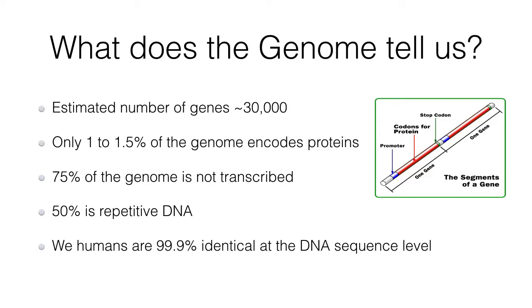what does the genome tell us? So we have estimated number of genes, about 30,000, and we know from all the numbers of this gene, only 1 to 1.5% of the genome would encode for proteins. The other 75% of the genome is not being transcribed, and 50% is repetitive DNA. And we humans are 99.9% identical at DNA sequence level.